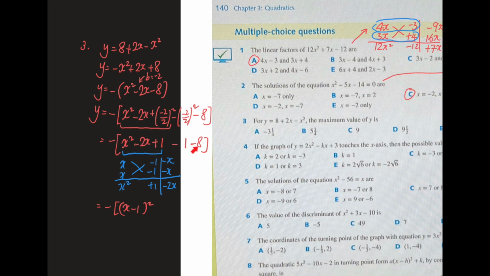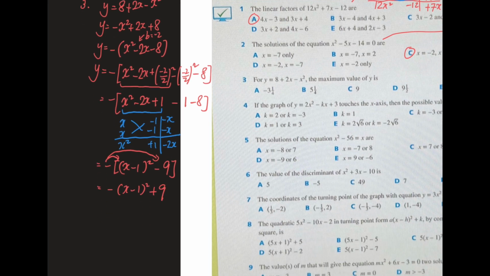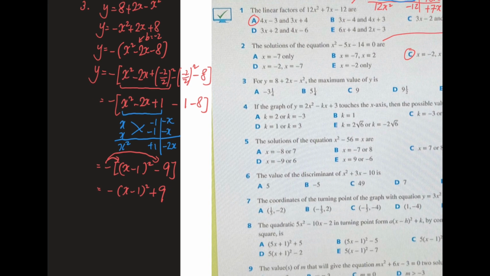And for the last 2 terms, we just need to press calculator. Minus 1 minus 8 becomes minus 9. Okay, so minus 9, and this minus is going to be given back to both terms over there. So for the first term, it will be negative, then bracket square. The second term will be positive 9 then. So we get something like this at the end. This is after completing the square, we get this.